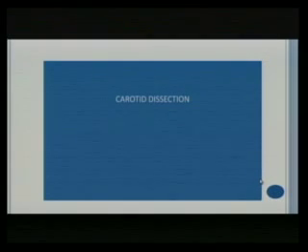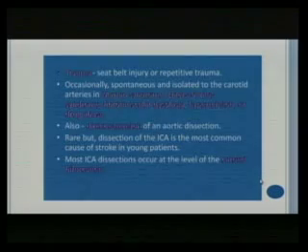I put together this section on carotid dissection after I spoke with Tom Alexander. We had a case of carotid dissection during his rotation, and I really didn't know much about it.